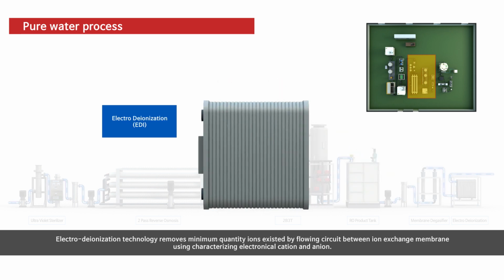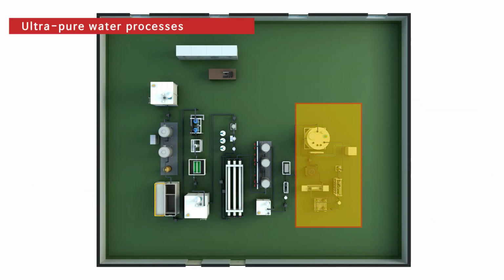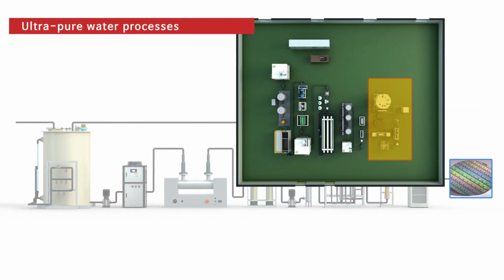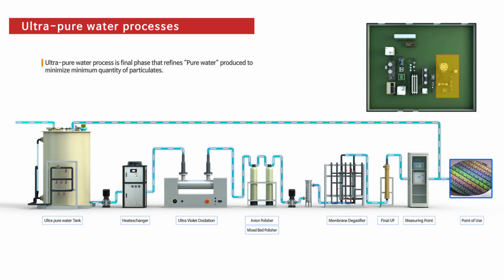Electrodeionization technology removes minimal quantities of existing ions by flowing a circuit between ion exchange membranes, using the characteristics of electrical cations and anions. The ultra-pure water process is the final phase for producing ultra-pure water that refines pure water, produced to minimize minimum quantity of particulates.